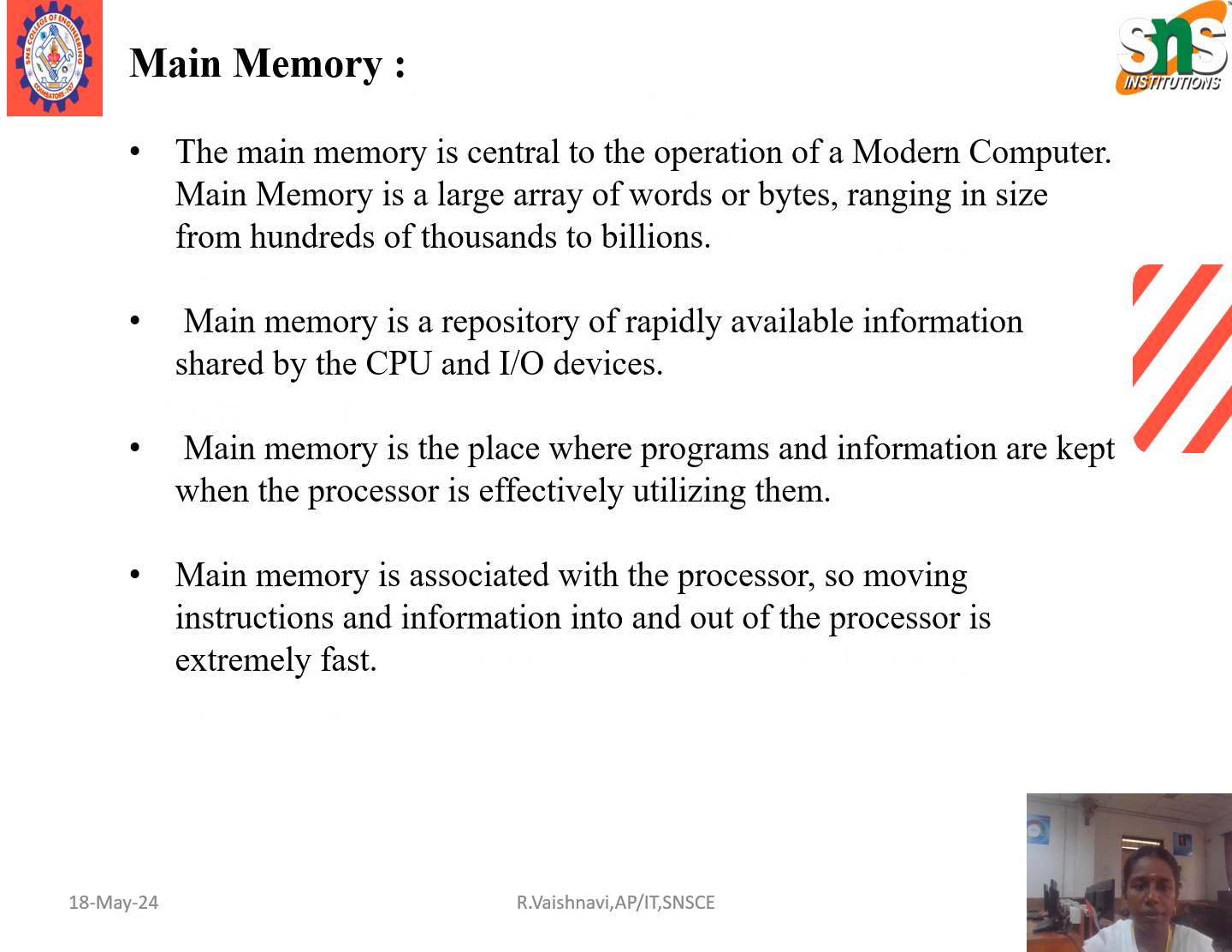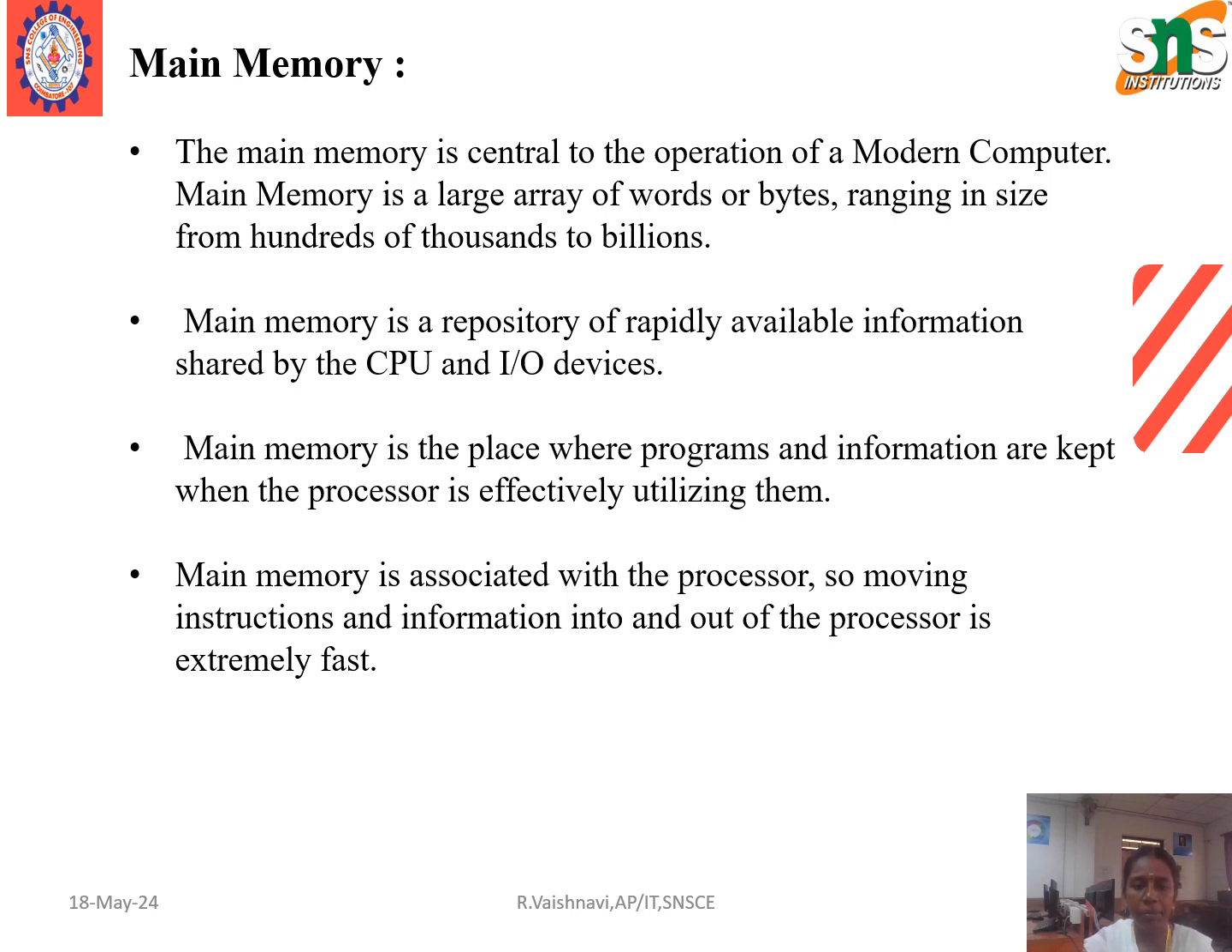Next one is main memory. The main memory is central to the operation of a modern computer. Main memory is a large array of words or bytes, ranging in size from hundreds of thousands to billions. Main memory is the repository of rapidly available information shared by the CPU and the input-output devices. Main memory is the place where programs and information are kept when the processor is effectively utilizing them.